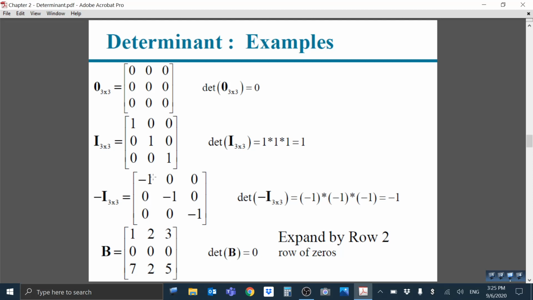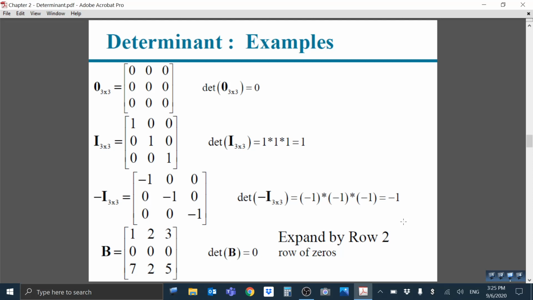Last example, matrix B. Here we see that we have a row of zeros. We are going to take advantage of this. So we need to say, okay, I'm going to expand by row 2. Very important to say by which row you're expanding. I'm expanding by row 2, and this row is full of zeros, therefore the determinant of B is 0. So no need to compute anything, I just need to indicate this. Expand by row 2, row of zeros, determinant of B equals 0, goodbye. Work done.